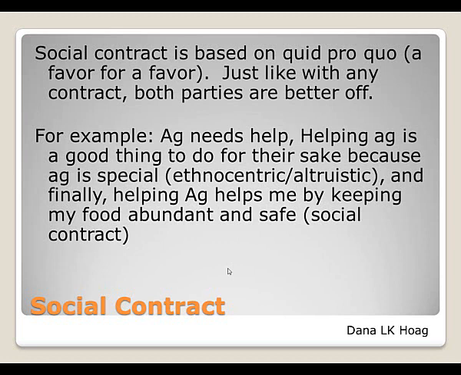Social contract is based on a quid pro quo, a favor for a favor. Just like with any other contract, the idea is both parties are better off if this contract is executed. So, for example, you would have to argue that ag needs help. So helping ag is a good thing to do, for their sake, because ag is special. That would be the ethnocentric or altruistic part. And finally, helping ag helps me by keeping my food abundant and safe. If somebody bought into that argument, you would have a social contract argument.